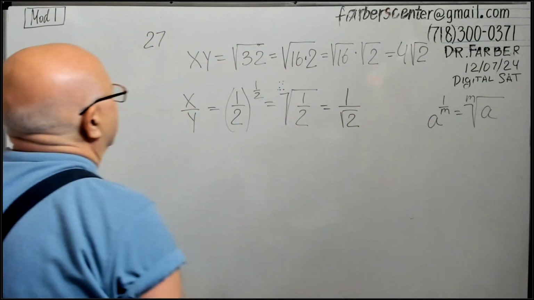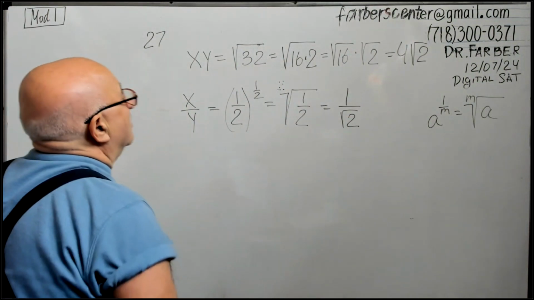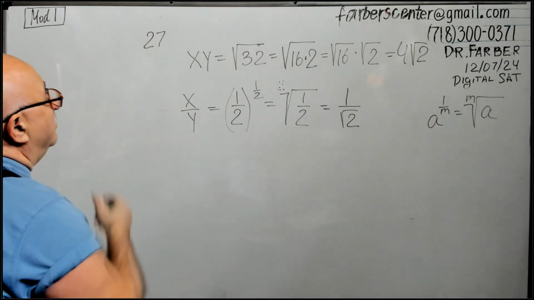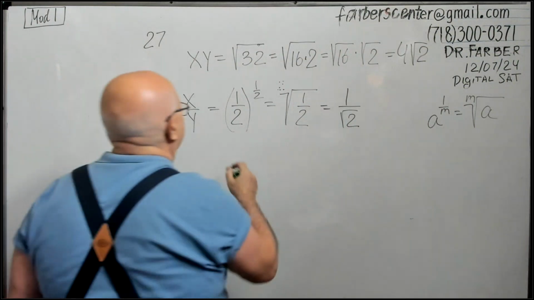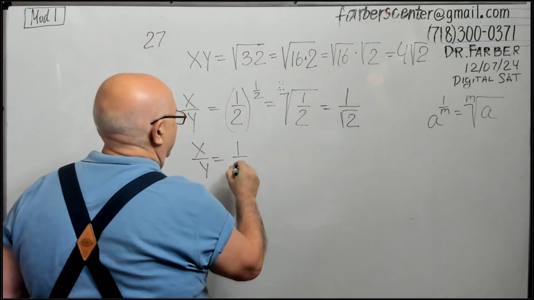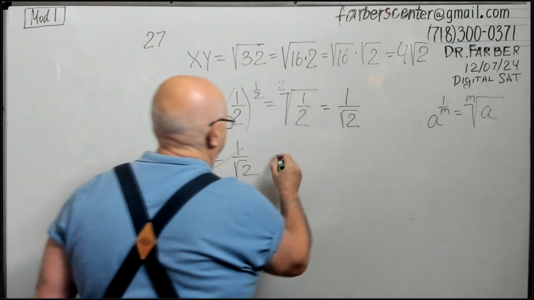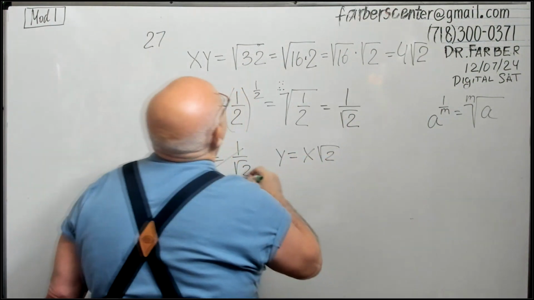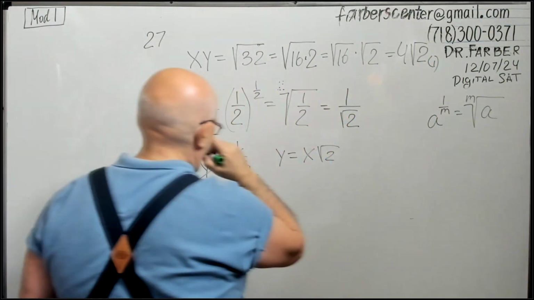Now, if I plug in here, what we get, I can plug in anywhere. For instance, x over y equals 1 over square root of 2. Y equals x times square root of 2. So this is equation 1. This equation 2.